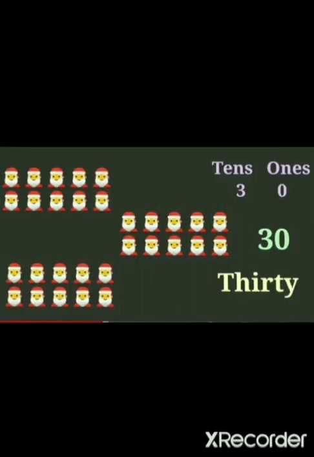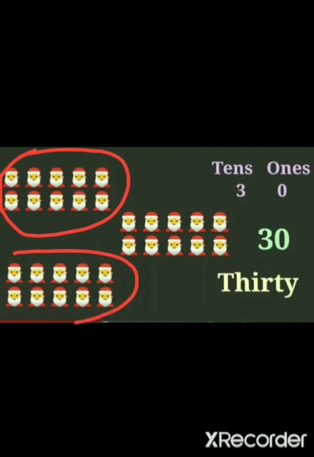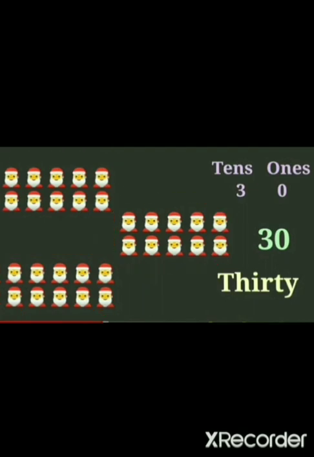You will understand with the help of this example. You can see here group of 10 Santas, group of 10 Santas and again group of 10 Santas. It means total 30 Santas. You will write 3 tens and 0 ones. The number is 30 and the spelling is THIRTY, 30.